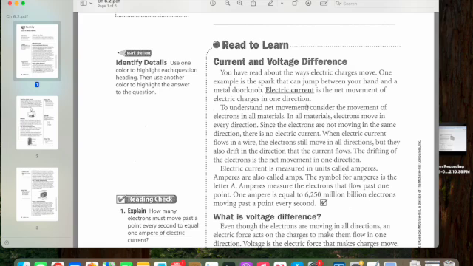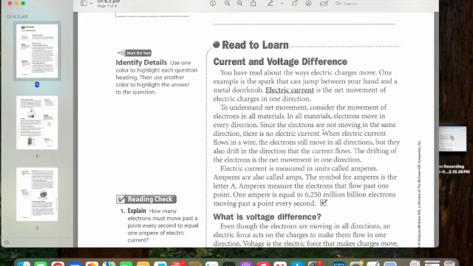To understand the net movement, consider the movement of electrons in all materials. In all materials, electrons move in every direction. Since the electrons are not moving in the same direction, there is no electric current. When electric current flows in a wire, the electrons still move in all directions, but they also drift in the direction that the current flows. The drifting of the electrons is a net movement in one direction.